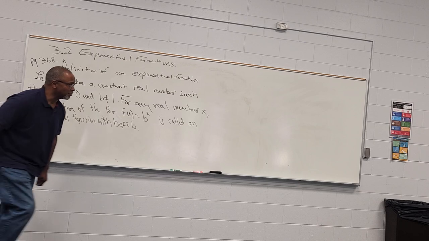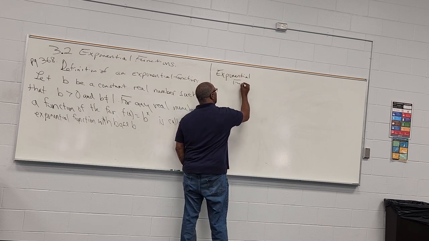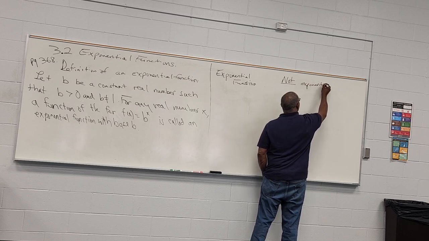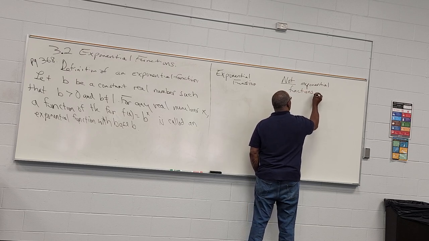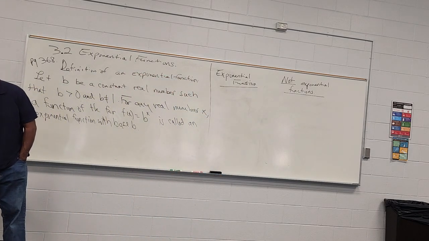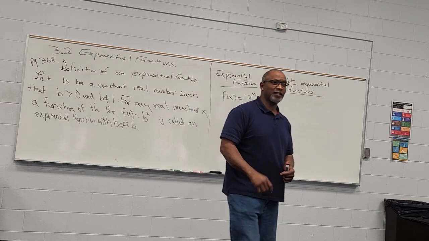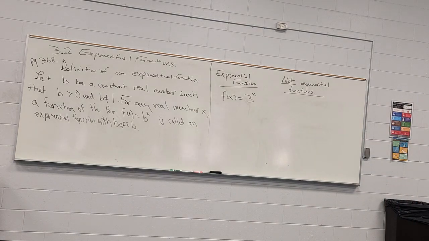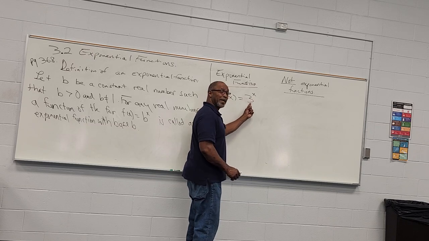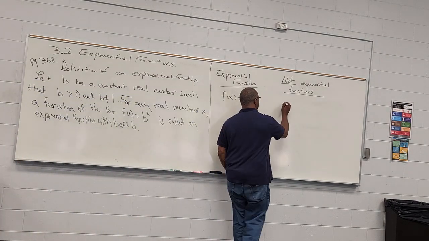So let's just make sure we understand the concept. Let's look at some things that are exponential functions and things that are not exponential functions. f(x) equals 3 to the x is an exponential function. That's an example of an exponential function. My base is 3. f(x) equals b to the x, and the base is 3 in this example. That's an exponential function. m(x) equals x squared is not an exponential function.